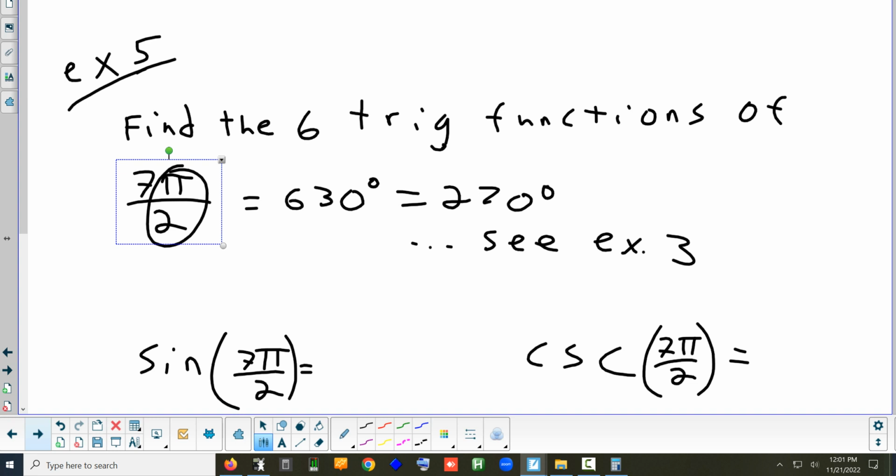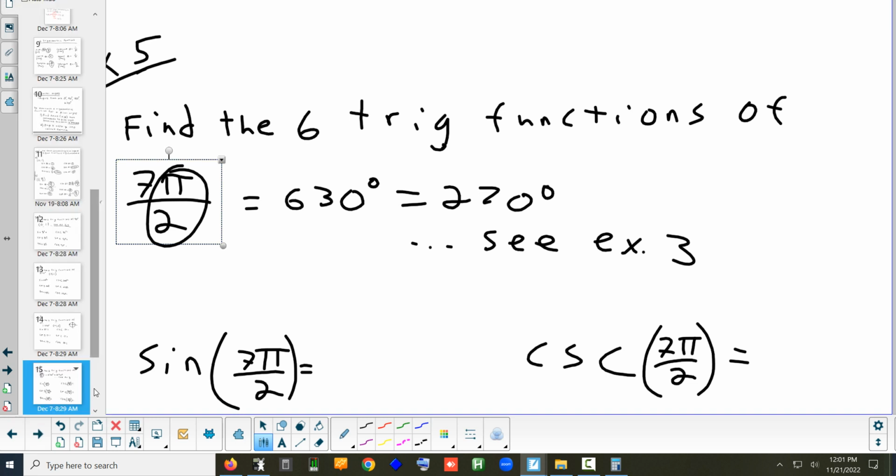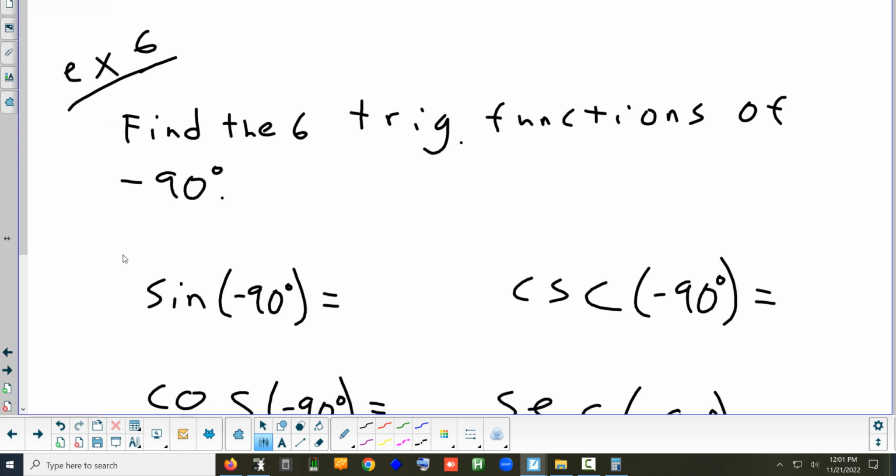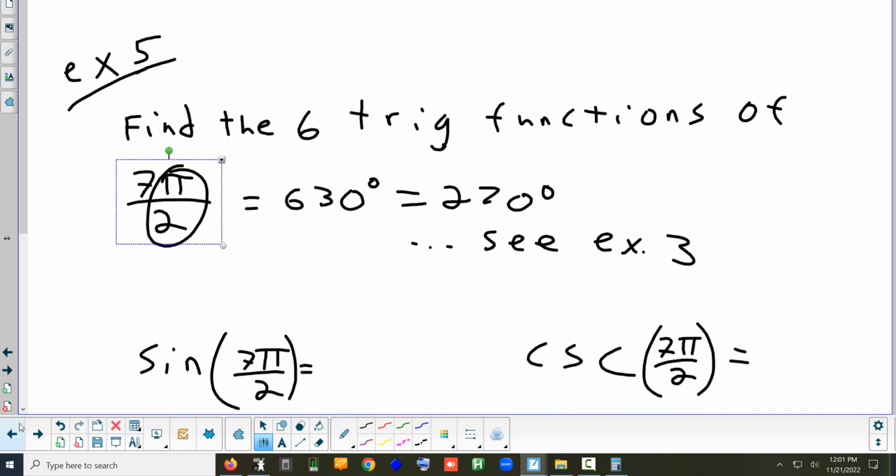Now, if you got an angle that was negative, what could you add to it to make it positive? 360. You could add 360. So what would negative 90 be the same as? Positive 270. And that's exactly the same question we just did in example 5, which is exactly the same question we did in example 3. So sometimes a question might look a little different, but it might be exactly the same as something you've already done.